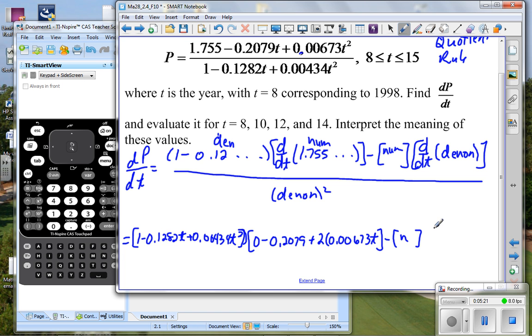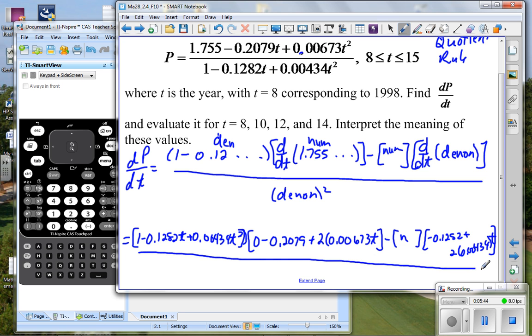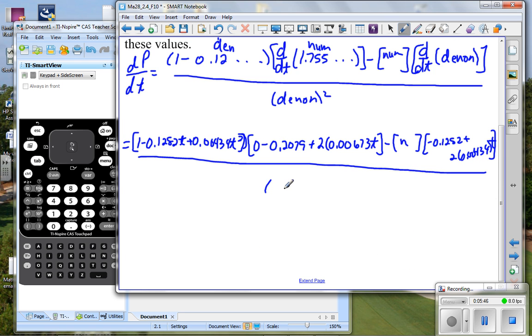This is my numerator, and the derivative of my denominator is going to be negative 0.1282 plus 2 times 0.00434t. Even with that, it's hard to get all those digits in. Okay, and so we'll just say the denominator squared.